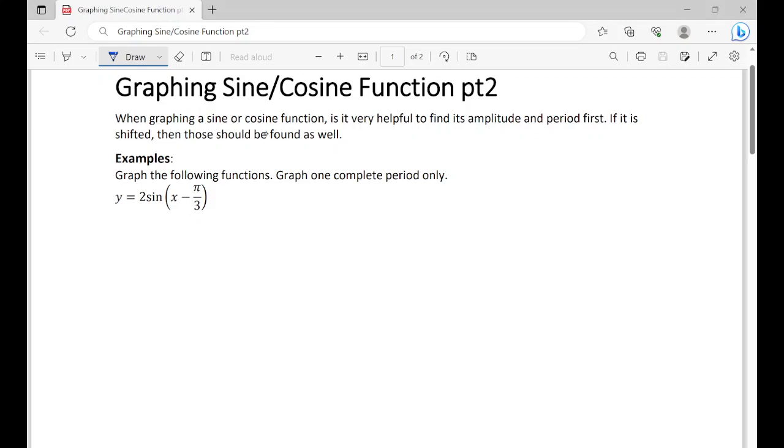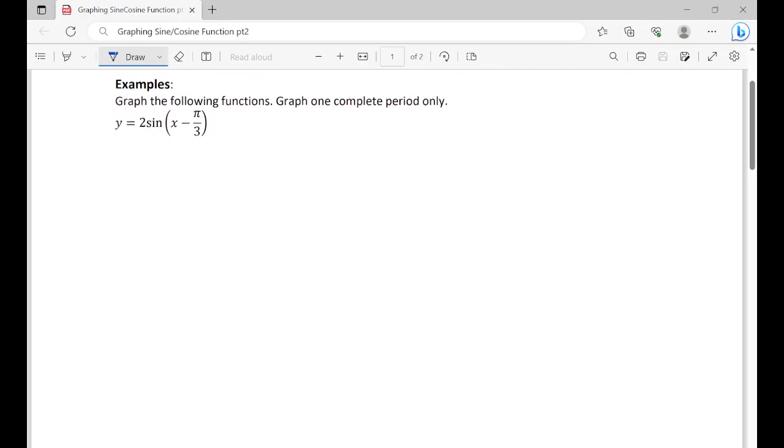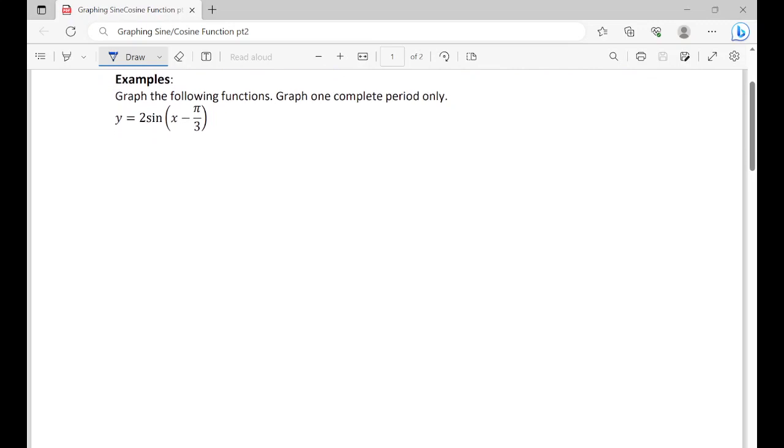When graphing a sine or cosine function, it is very helpful to find its amplitude and period first. If it is shifted, then those should be found as well. So we're going to graph a couple shifted sine and cosine functions. So first one we have is y equals 2 sine of x minus pi over 3.